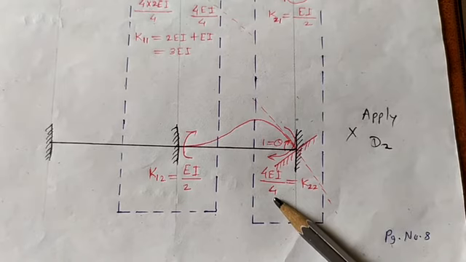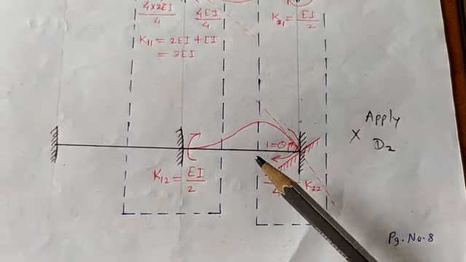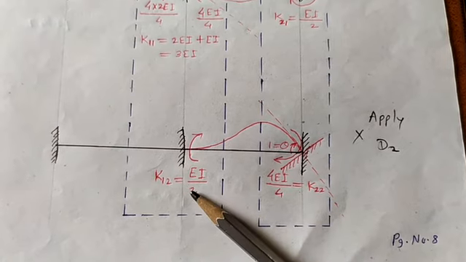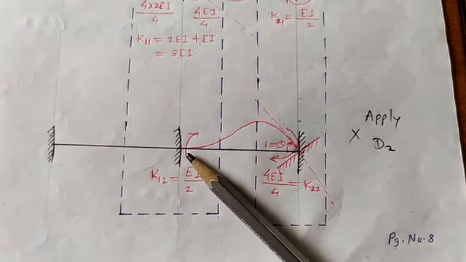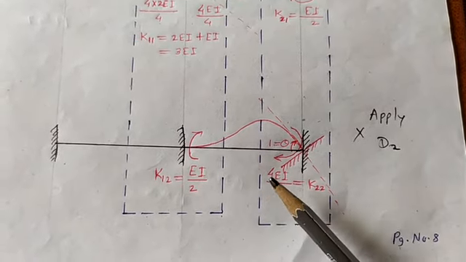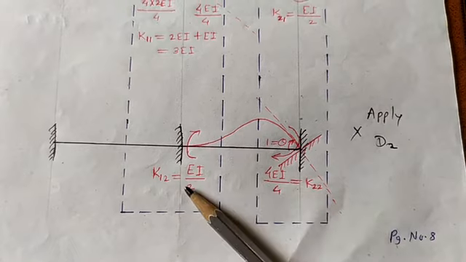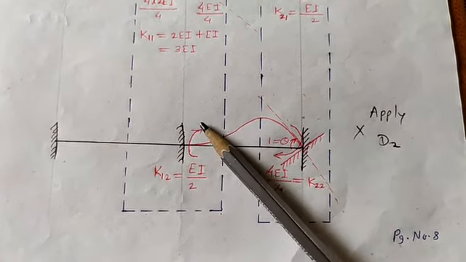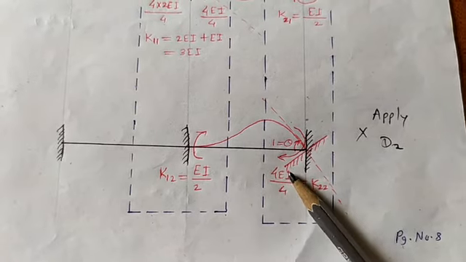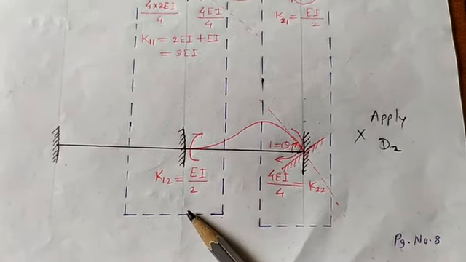and half of this moment will be transferred to the next joint, that is joint B. Okay, so the magnitude of the moment is half of it with the same sign. This is going clockwise, this will also be clockwise, but half of this magnitude is getting transferred.